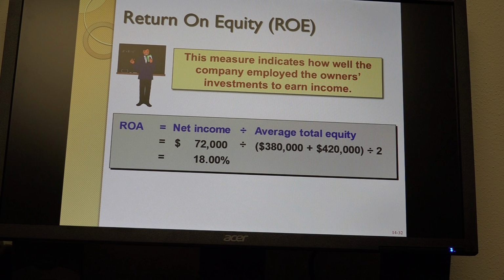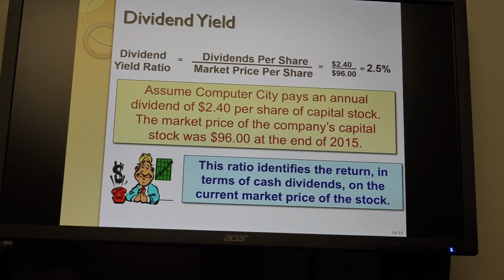Return on equity, very similar. It's taking your net income and dividing it into your average total equity. This would be your beginning of the year equity plus end of year equity and divided by 2. And again, you want a higher number rather than a lower number. Not really concerned about dividend yield, but here you want a higher number as well.